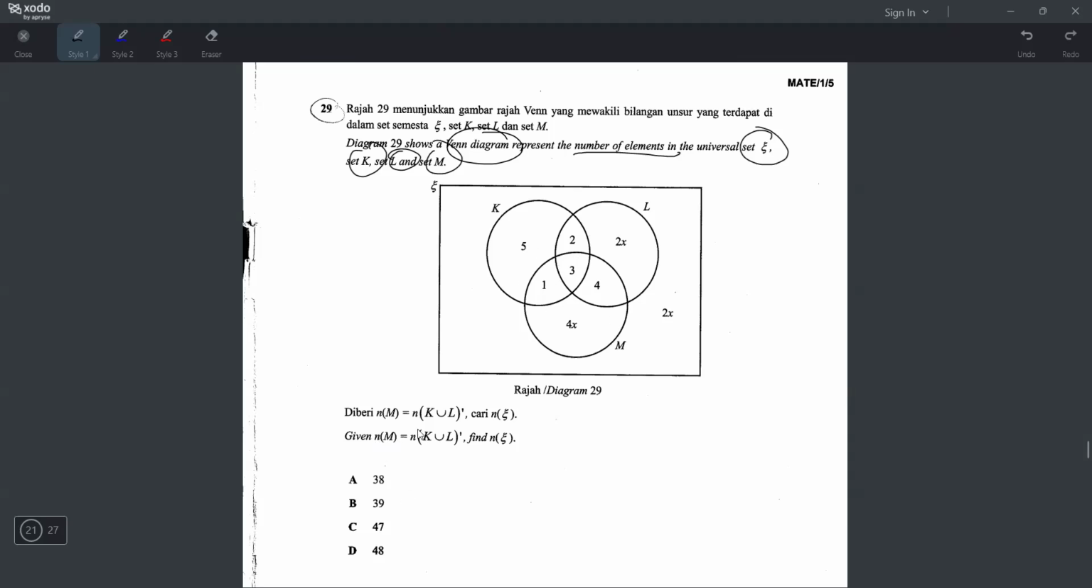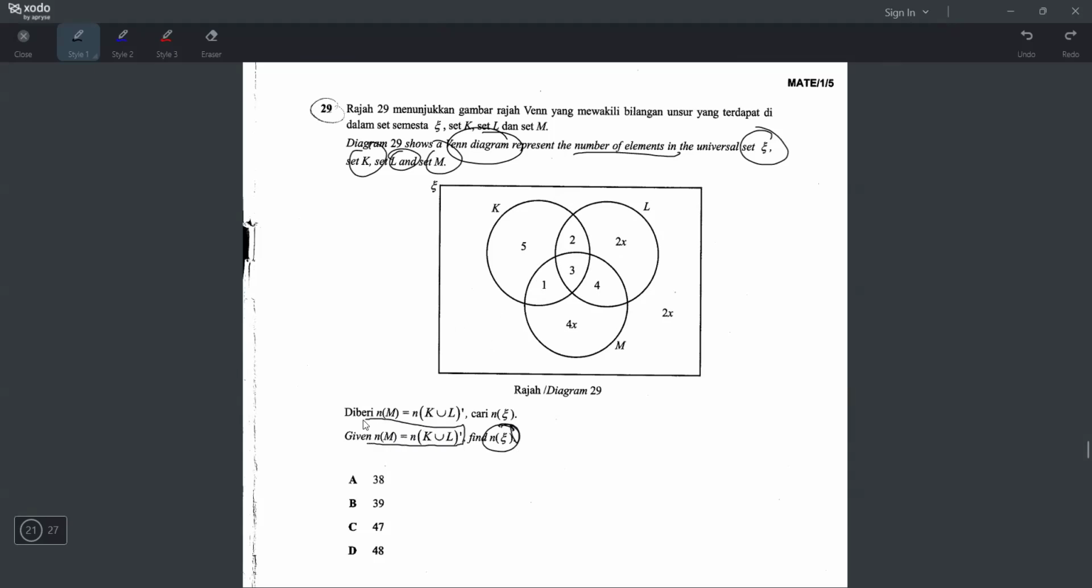Okay, they say n(M) equals n(K union L complement). Find n(universal). I think you have to find x first. You can't find the n(universal) now because you don't have x. So even if you add everything, you will get stuck because you don't have x. So I think the first step is to find x. After finding x, then only you can add everything to find n(universal). Okay, how to find x?